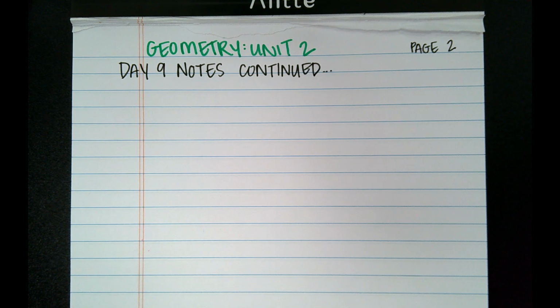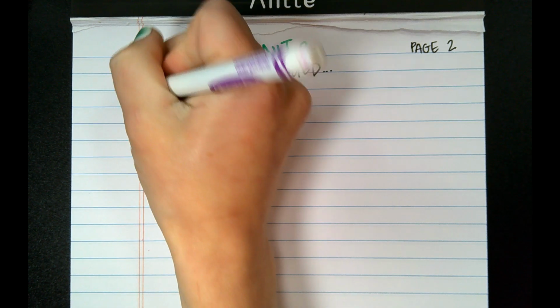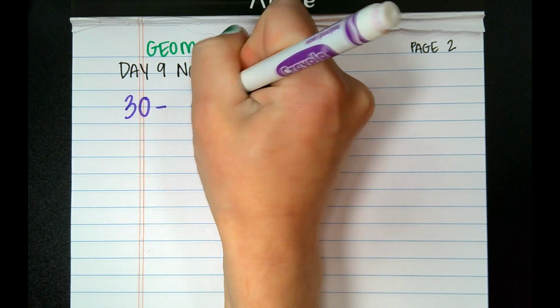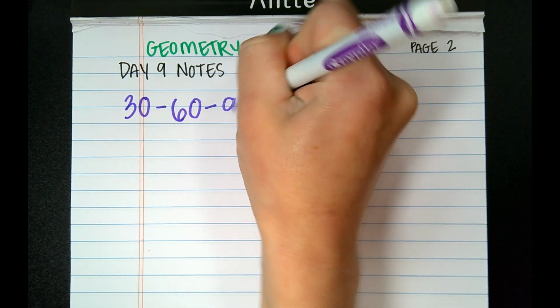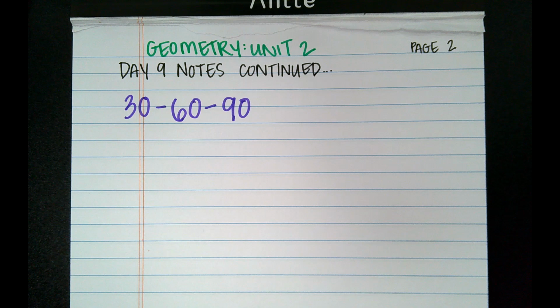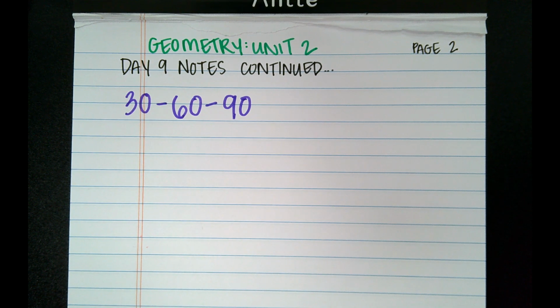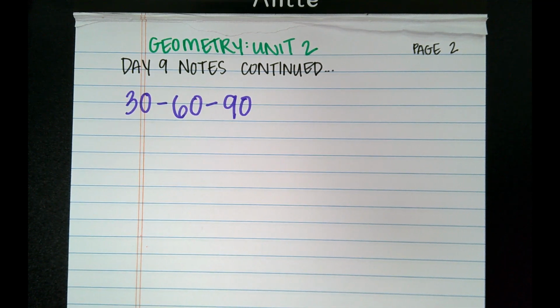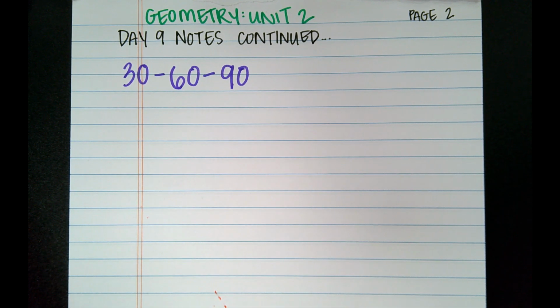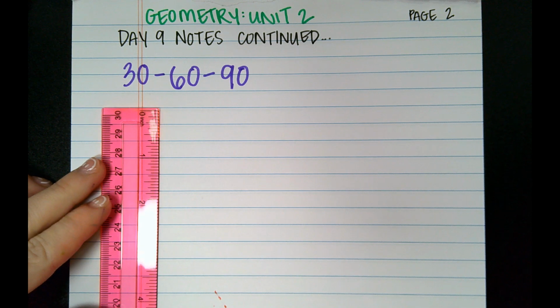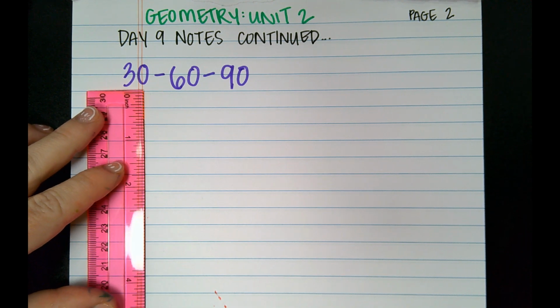And the other special right triangle would be the 30, 60, 90. And for a 30, 60, 90 triangle, we will not have two sides the same length anymore. Now we have 3 different lengths for our sides. So I am going to start with a line going straight up and down.